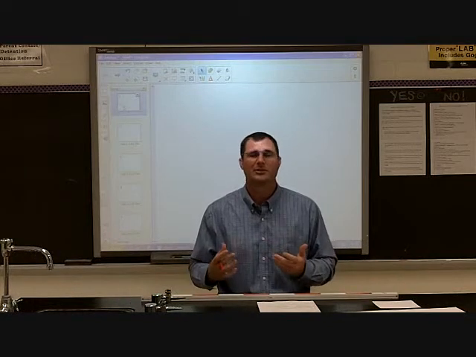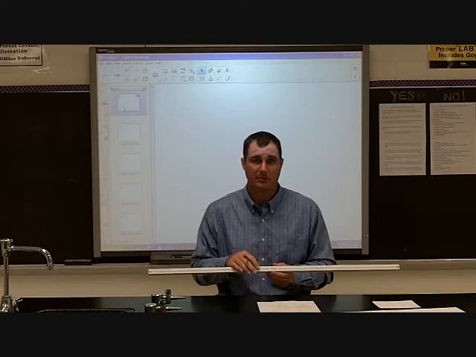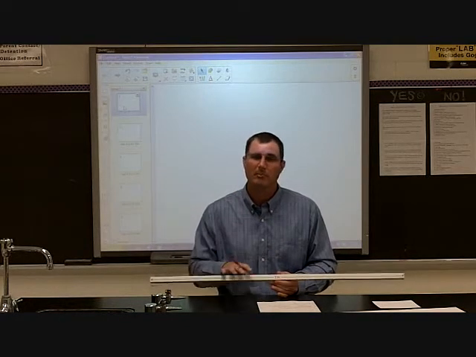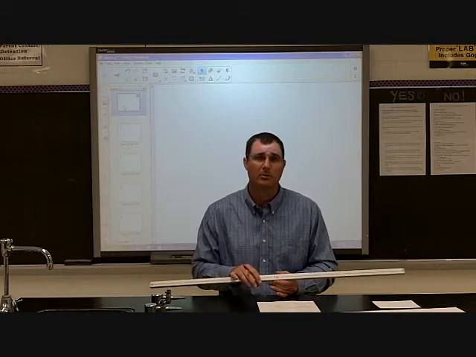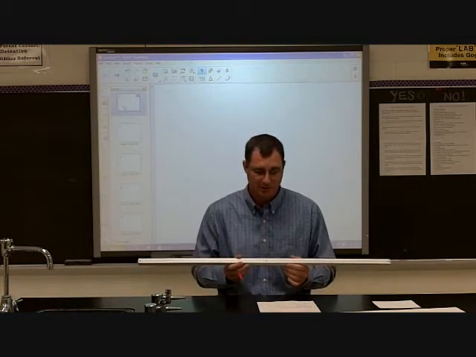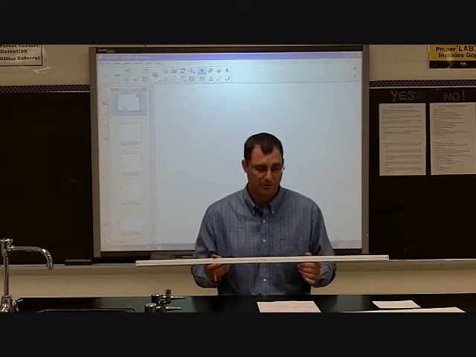Then we use prefixes to modify measurements. Today we're talking about them in terms of meter. But I want you to be aware that you can use them in terms of mass, you can use them in terms of volume, you can use these prefixes with everything in the metric system. So it's not just isolated to the measurement of length, the meter, even though that's how we're using it today.